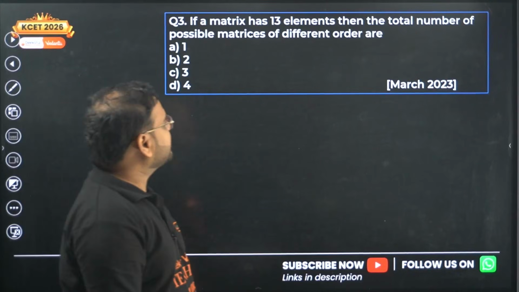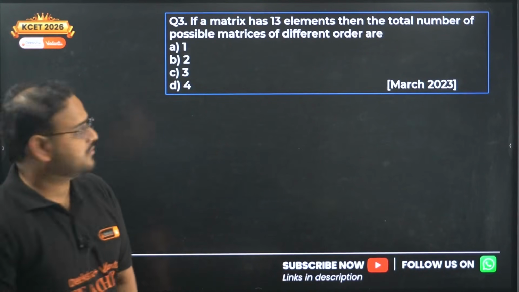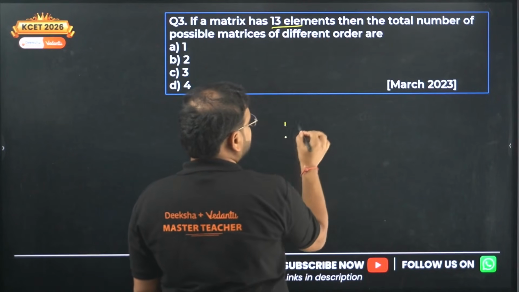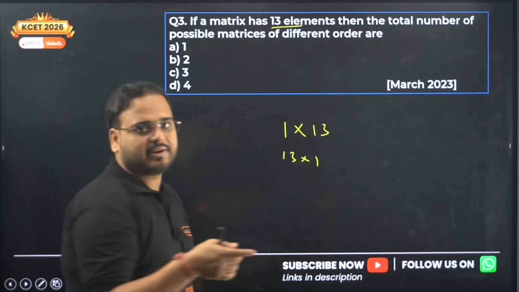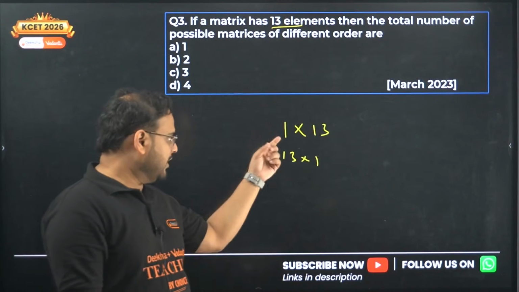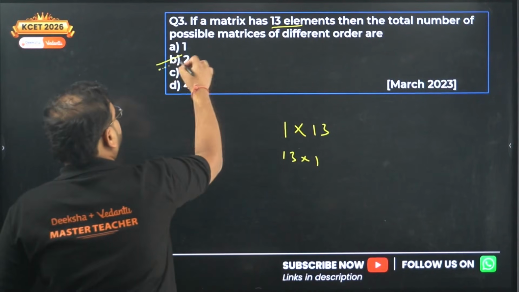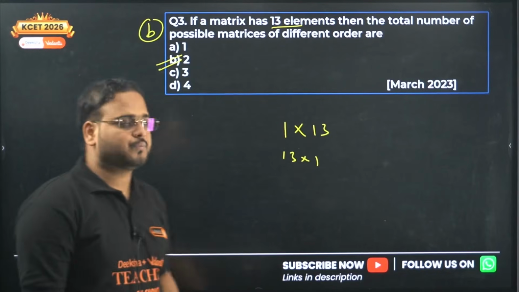If a matrix has 13 elements, then the total number of possible matrices of different order. Elements are 13, right? We can have only 2 combinations, 1 cross 13 or 13 cross 1. It's a prime number, so we get only 2 factors possible: 1 cross 13 and 13 cross 1. So 1 row 13 columns, 13 rows 1 column. Answer is 2 combinations possible, B. Also a PYQ.